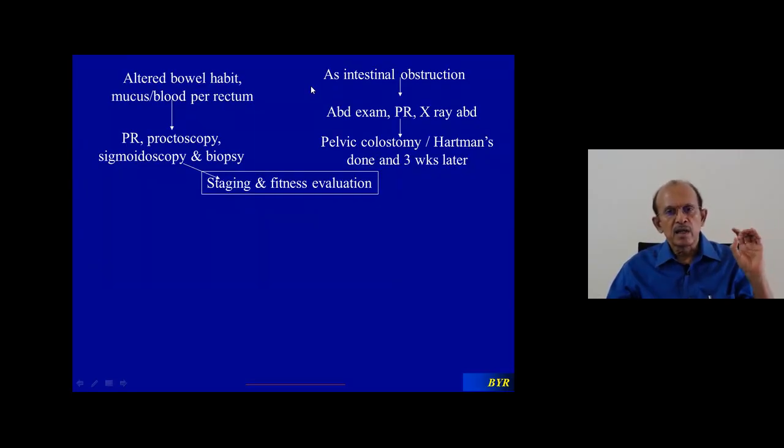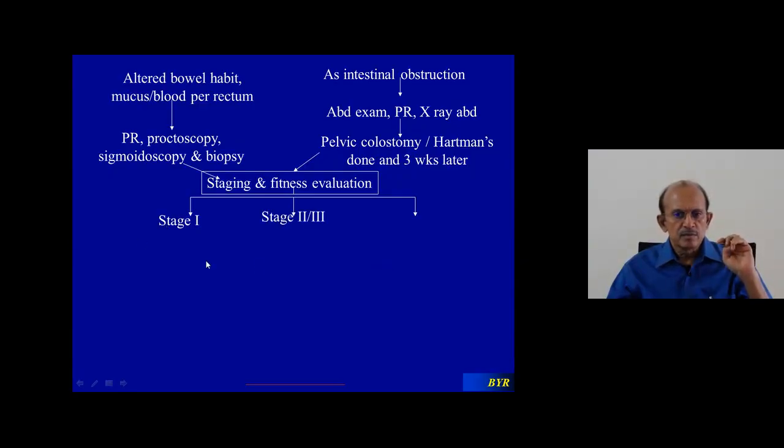Hartmann's operation can be done only for upper 1/3 tumors. For middle 1/3 and lower 1/3, it cannot be done. So you just do the Hartmann's operation. If not possible, just do colostomy only. And 3 weeks later, you come for the staging and fitness evaluation. So we have 3 groups of patients: early patients, stage 2 and stage 3 patients, and stage 4 patients.